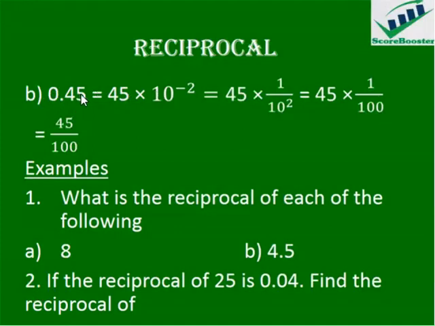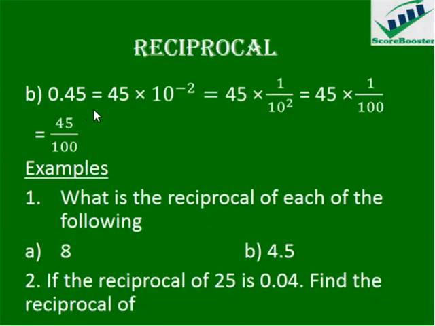This is 0.45. What you do is you write these numbers as a whole number, and then you count the numbers that are after the decimal point. We have two numbers after the decimal point. That is why we have times 10 raised to power. Since it is 0 point, that is raised to power minus 2.